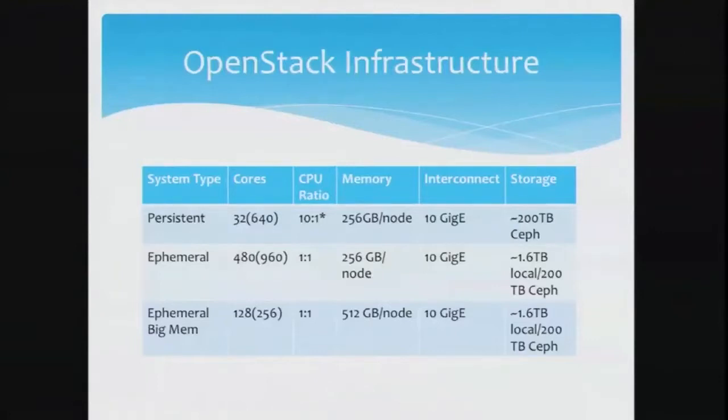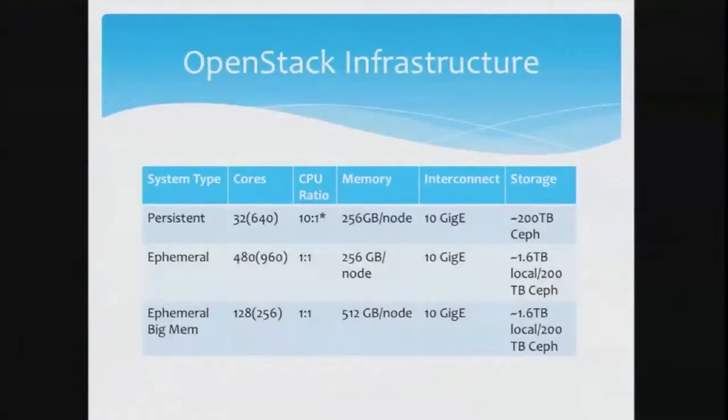So in our scenario, we have 2 physical machines that we've allocated as persistent nodes. That's a total of 32 cores. With hyperthreading enabled, that's 64 cores, and then you times it by 10, so we get essentially 640 virtual cores that we can allocate to images for persistent type purposes.